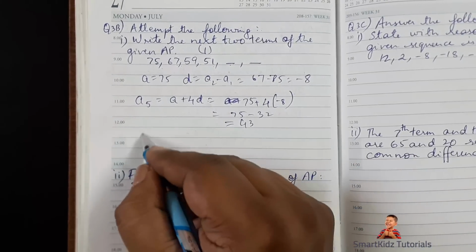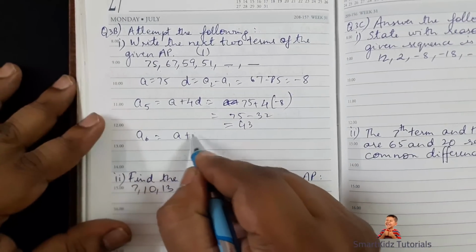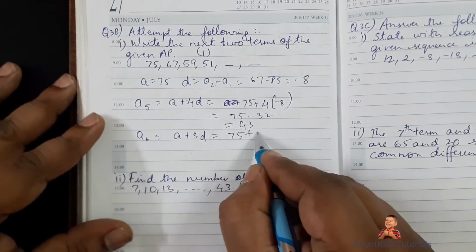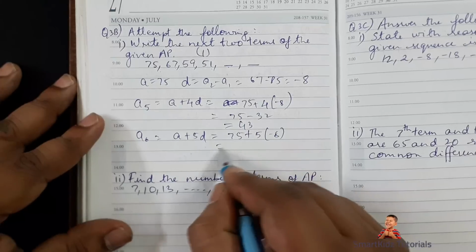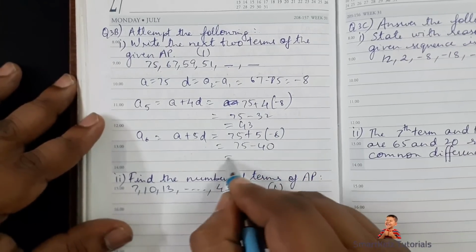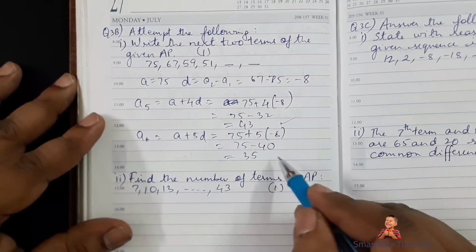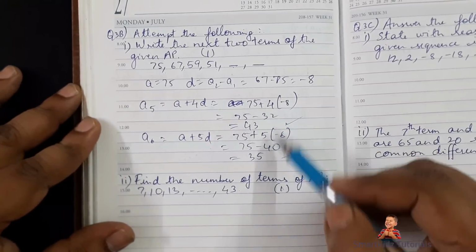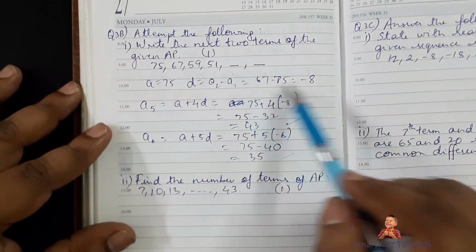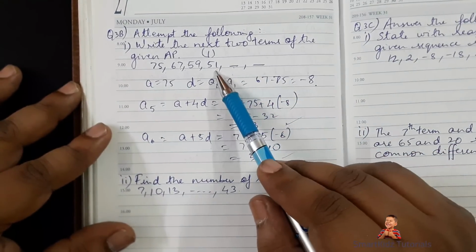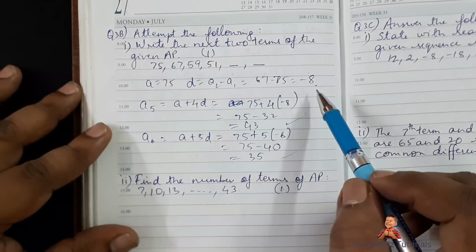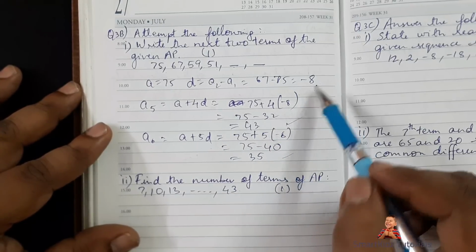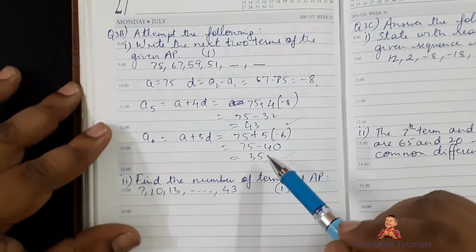Okay, and A6 is A plus 5D. So that would be 75 plus 5 into minus 8. 75 minus 40, that comes to 35. So the next two terms are 43 and 35. Alternatively, if you don't want to do this, you can also do directly, because the common difference is minus 8. 51 minus 8 will give you 43. And 43 minus 8 will give you 35. You can do that also.